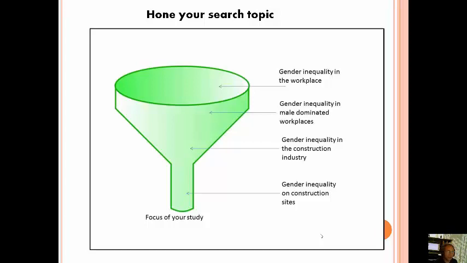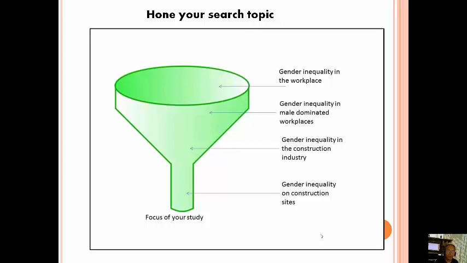In this particular example, one may be interested in gender equality in the workplace. Very, very broad topic. So then you might hone that down and say, well, I'm interested in gender inequality in male-dominated workplaces. Still a very broad topic. Hone it down to gender inequality in the construction industry. Now, of course, the construction industry is a male-dominated workplace. So how would we research gender inequality in the construction industry?